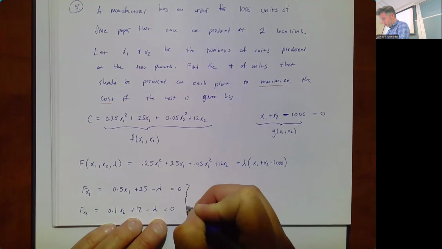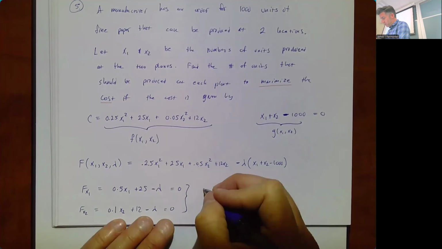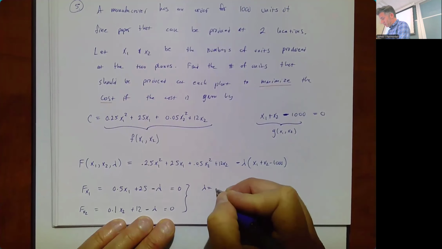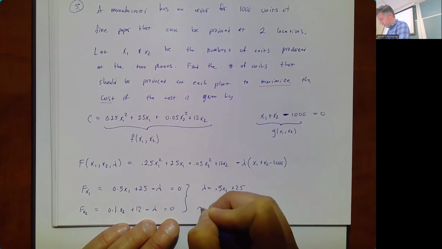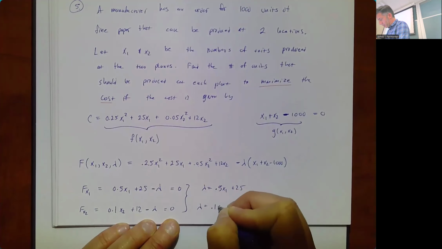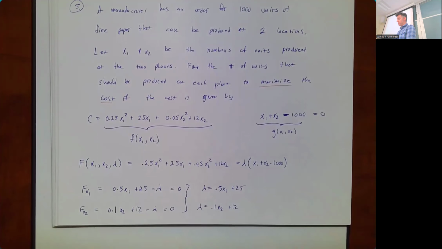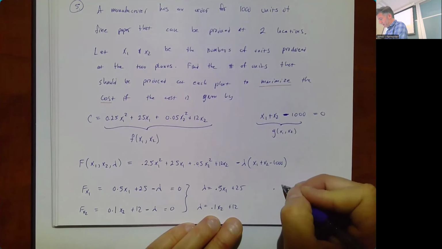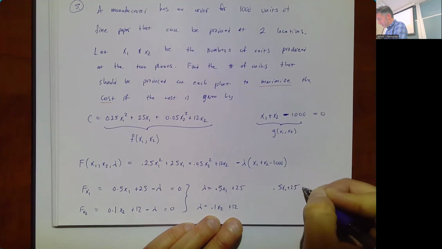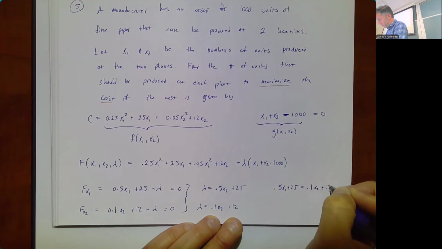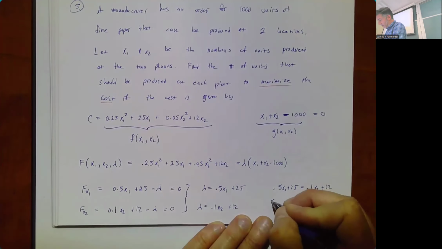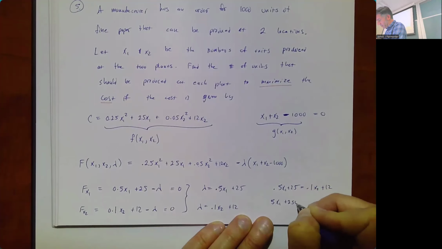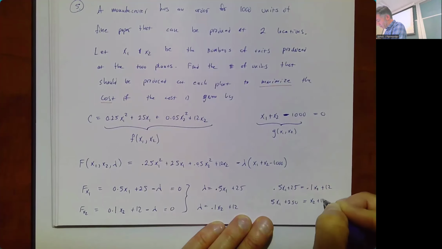So solving each of those for lambda, we get lambda equal to 0.5x1 plus 25. The bottom one is lambda equal to 0.1x2 plus 12. And then we're going to set those equal to each other. So 0.5x1 plus 25 equals 0.1x2 plus 12. I'm not loving dealing with decimals here, so I'm going to multiply both sides by 10. So 5x1 plus 250 equals x2 plus 120.